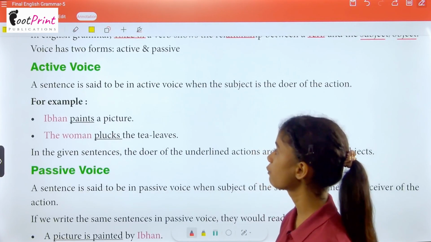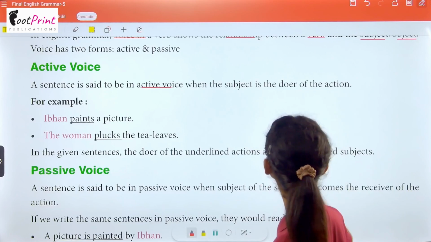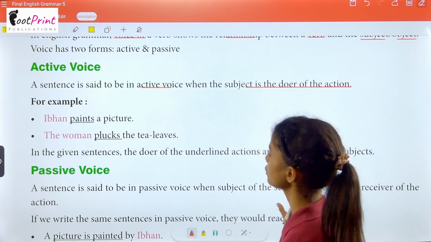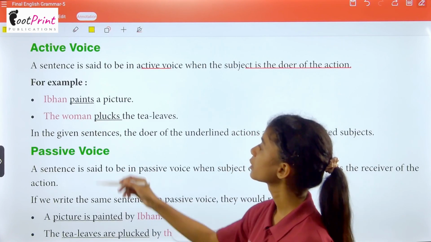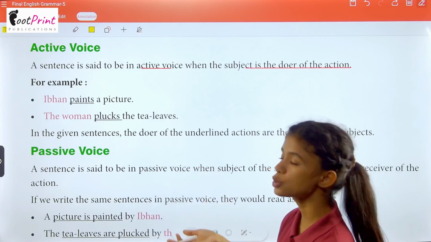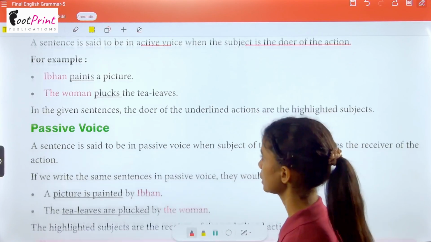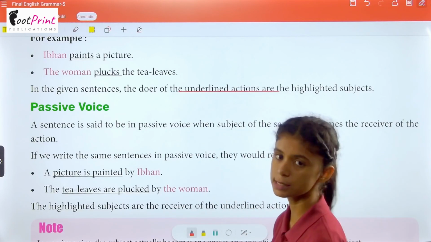Let's see what is active voice. A sentence is said to be in active voice when the subject is the doer of the action. When the subject is the doer, it is said to be in active voice. For example, Ibhan paints a picture. The woman plucks the tea leaves. So the woman is doing something, Ibhan is doing something. So they are the doers. That means this sentence is in active voice. In the given sentences, the doers of the underlined actions are the highlighted subjects.